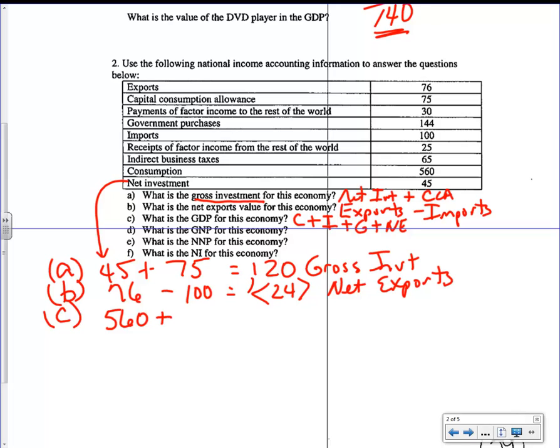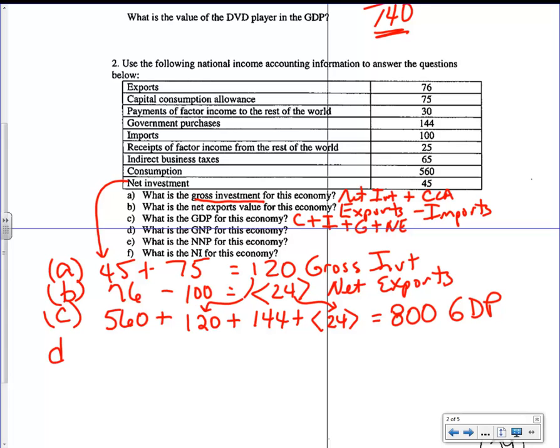In dealing with this, consumption is given to us at $560. We just calculated gross investment at 120. Government spending is given to us at 144. And we've just calculated a negative 24 for our net exports. So once we add those four components together, our gross domestic product is $800.